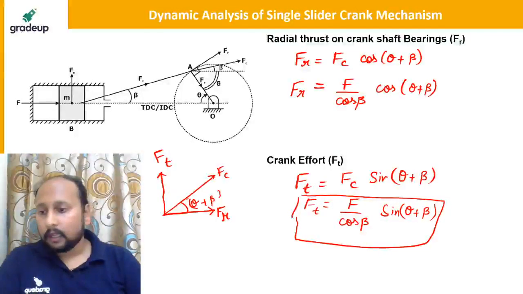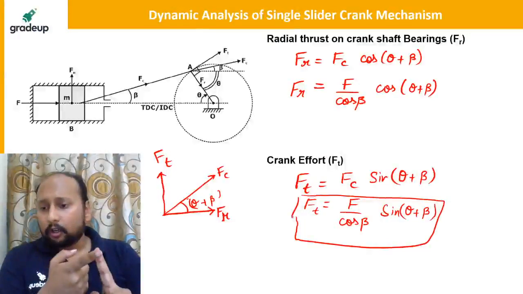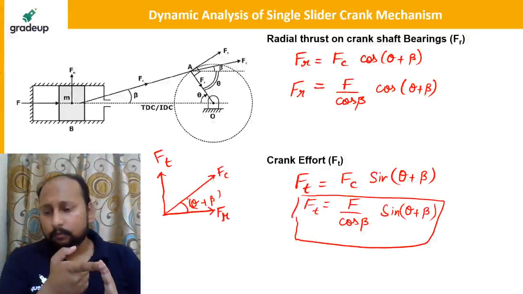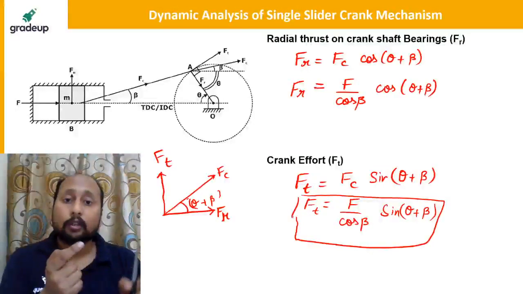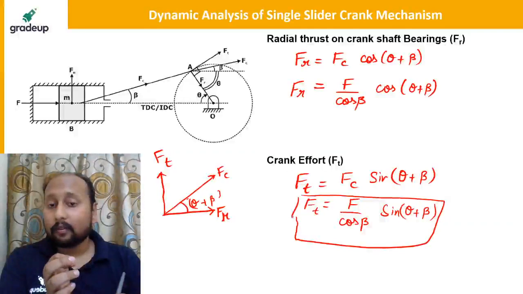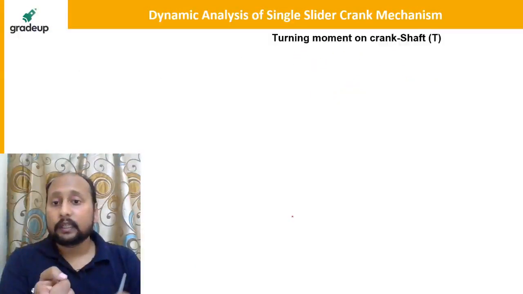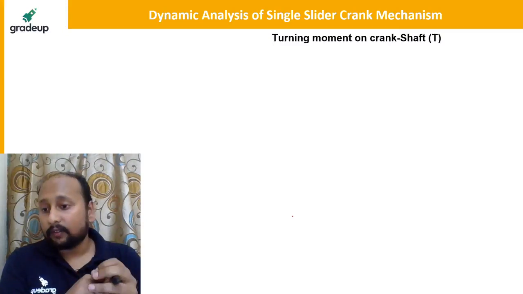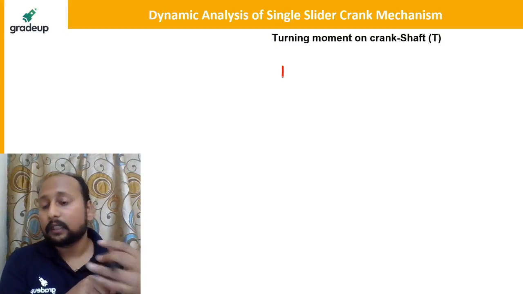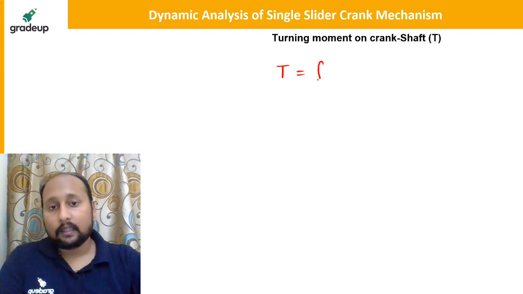Now if I talk about the torque, because Ft, the crank effort, is responsible for the circular motion of the crank, we'll be calculating the torque produced in the crank. So the turning moment on the crankshaft, or the turning moment on the crank, denoted as T, will be T is equal to Ft. Let me write capital F.